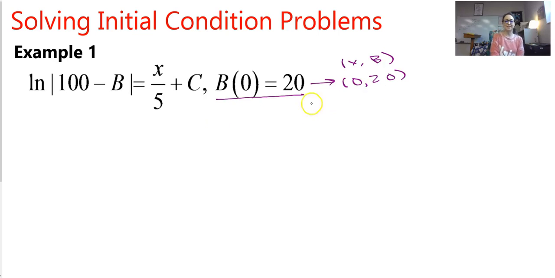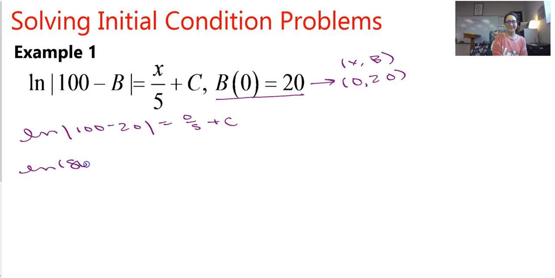All right, so let's start by plugging 0 in for x and 20 for b. So I've got ln of the absolute value of 100 minus 20 equals 0 over 5 plus c. So let's clean it up a little bit. 100 minus 20 is 80. Absolute value of 80 is just 80. So I'm going to say ln of 80 equals c.